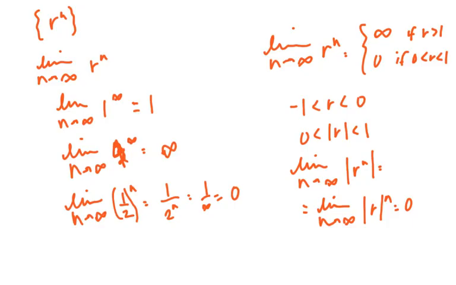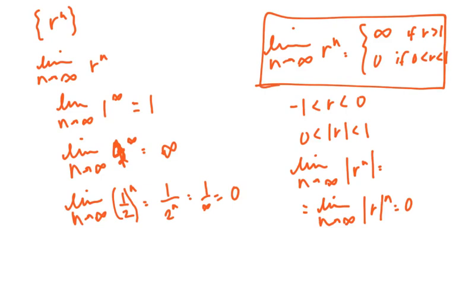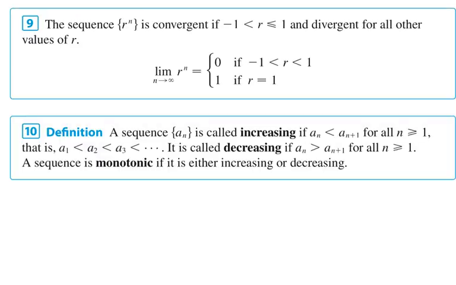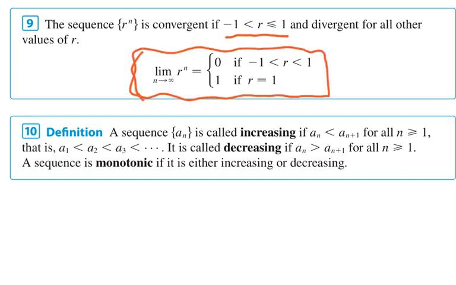So what they've done is, this means that we could add to this value here, and they put it in a nice pretty box in your book. So the sequence is convergent if negative 1 is less than r, which is less than or equal to 1, and divergent for all other values. And as you can see here, this is used for reference, especially when you're working with things like the squeeze theorem, etc.